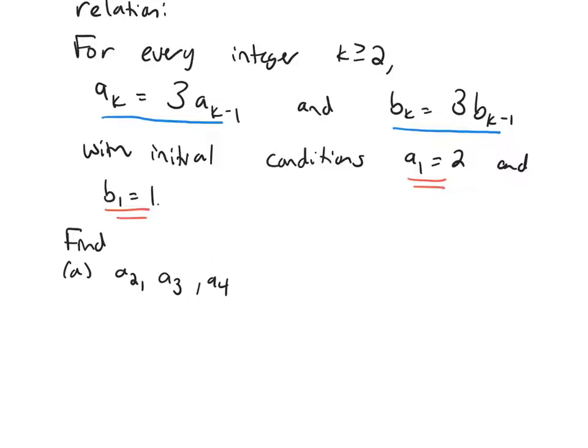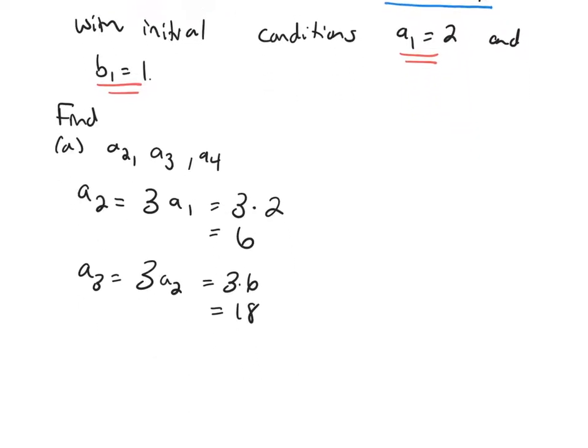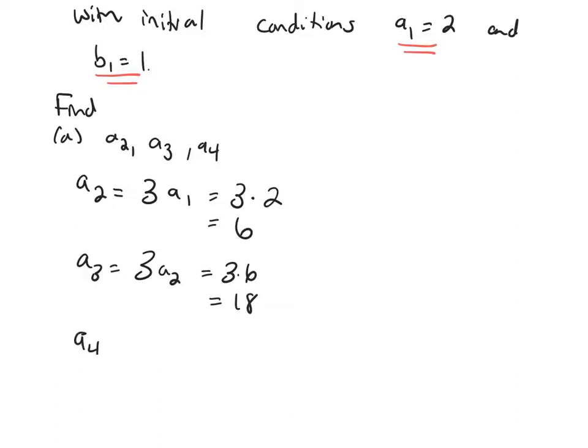So we're going to use our recurrence relation formula. A2 would be 3 times A1. So 3A1, from our initial condition, is 3 times 2. So A2 is 6. Again, use our recurrence relation to get A3. It would be 3 times A2, 3 times 6, 18. And now let's find A4. 3 times A3, 3 times 18, or 54.